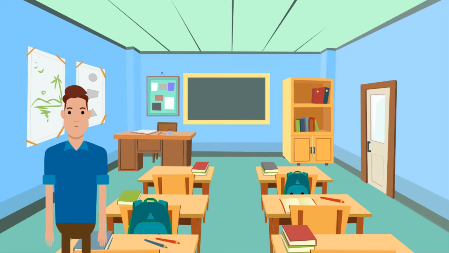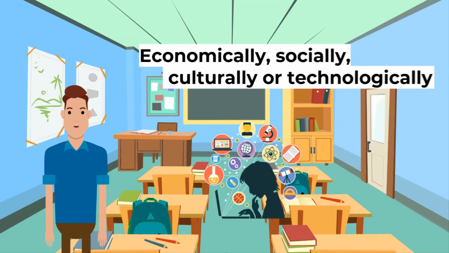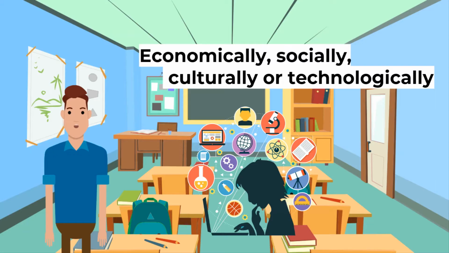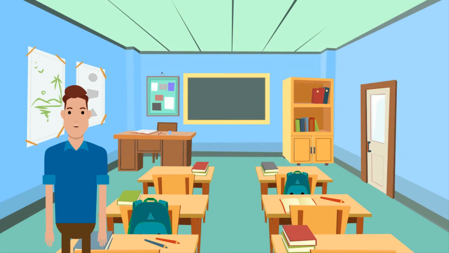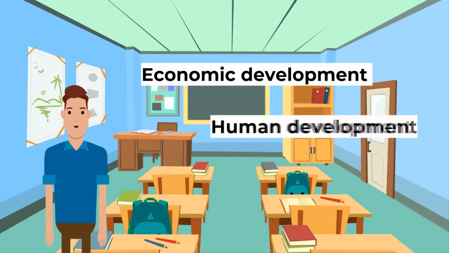In geography, when we are studying development, it is about measuring how developed one country is compared to other countries, or to the same country in the past. Development measures how economically, socially, culturally, or technologically advanced a country is. The two most important ways of measuring development are economic development and human development.